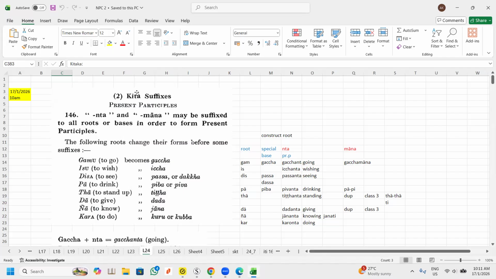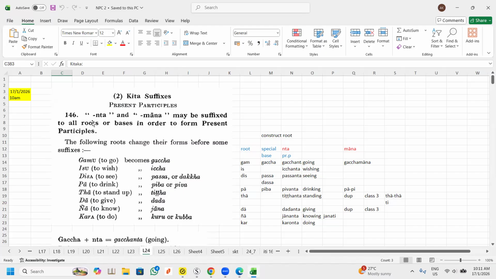So the Kita means primary derivative. So what we are talking about is the suffix. Apparently, it says here that the present participle falls under primary.